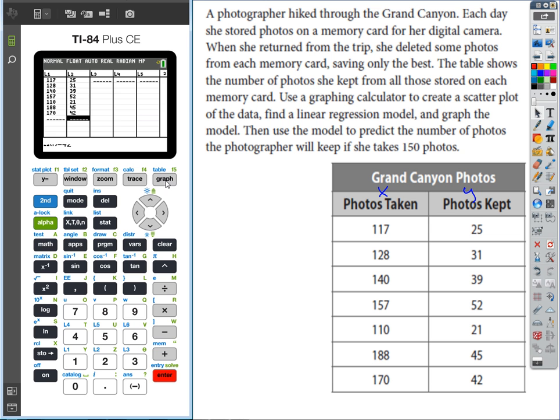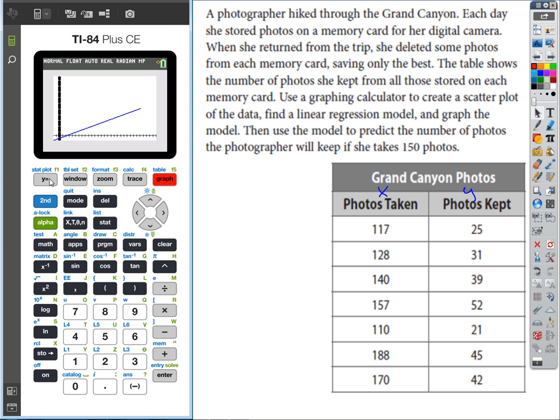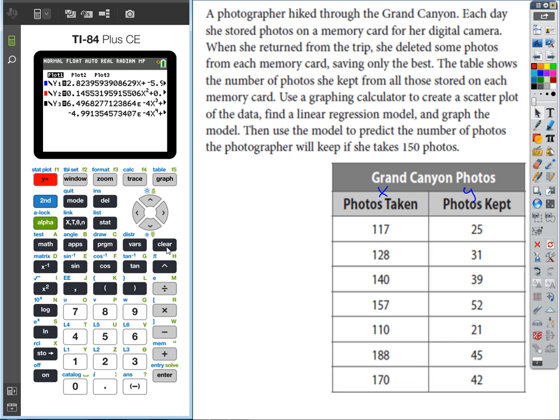If I just hit graph, it's really unlikely that I'm going to actually see what I want to see. So what I have to do is go to y equals. Oh, there's a lot of stuff on there from last period. So if I go to y equals, I'm going to turn everything off or delete. I'll just clear those equations for now. I don't need them anymore.